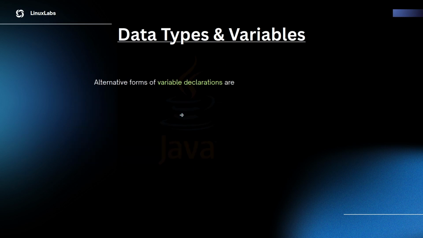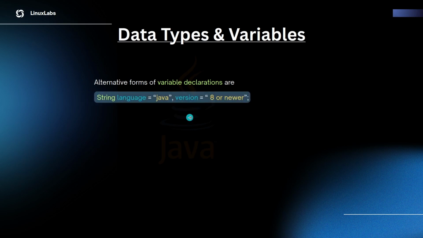Alternative forms of variable declaration are like this. If you want to declare multiple variables of the same data type, you can declare them in the same line like this. So you start with a string data type, or the data type that you have here, maybe an integer, then the variable name, then the value, then put a comma, variable name, value, put a comma, variable name, value, just like that. And then at the end of that line, make sure you put this semicolon.